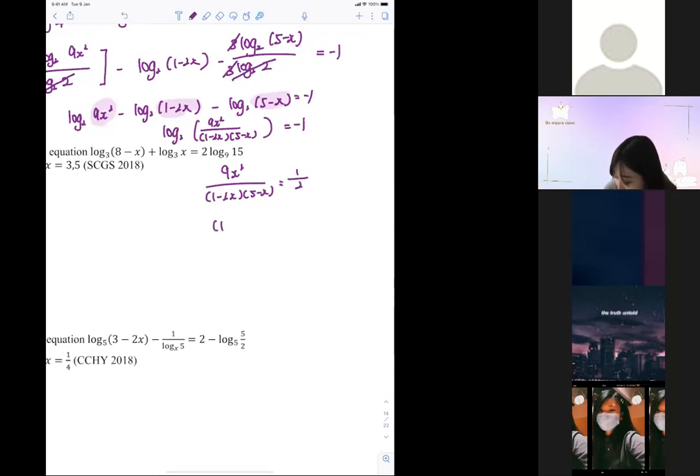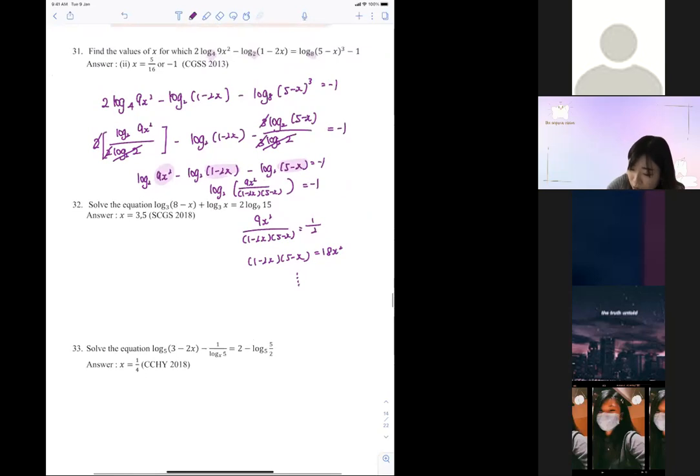Then just cross multiply. Okay, slowly help me solve. Solve for x. Remember to sub both x values into the brackets to see whether all of them are valid. Okay, all must be valid for the answer to be accepted.